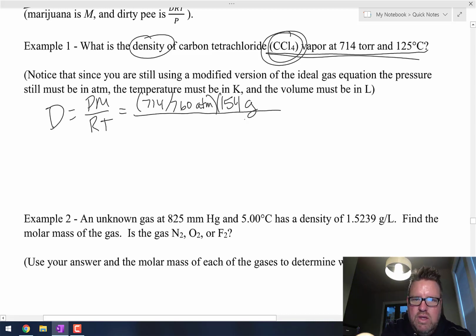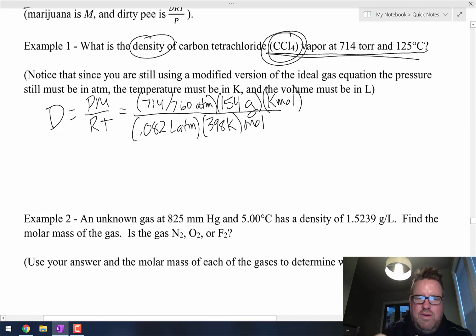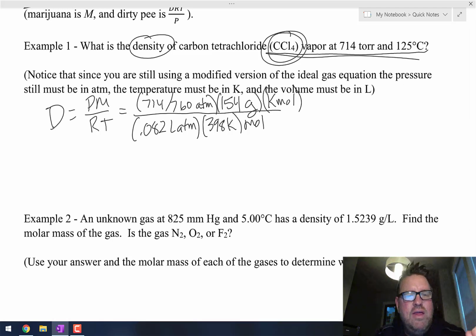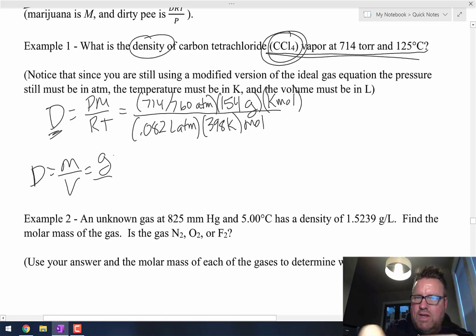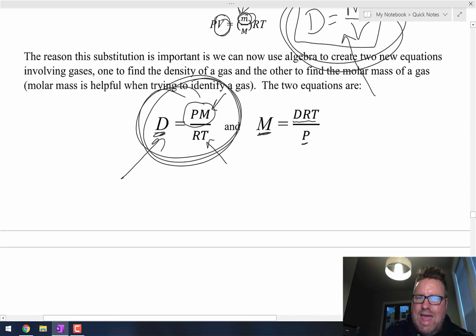So watch how I write this. Grams over moles. Okay, and then the gas constant again, 0.082 liters atmospheres. And then again, Kelvin mole is going to go on the top like always. And then the temperature, 125 plus 273 equals 398 Kelvin. Now again, if I've done this correctly, then everything must cancel except the units for density. So earlier when we talked about density, and I said it's mass over volume, usually that means it's grams. That's mass, right? Just like when we talked about n equals m over M.